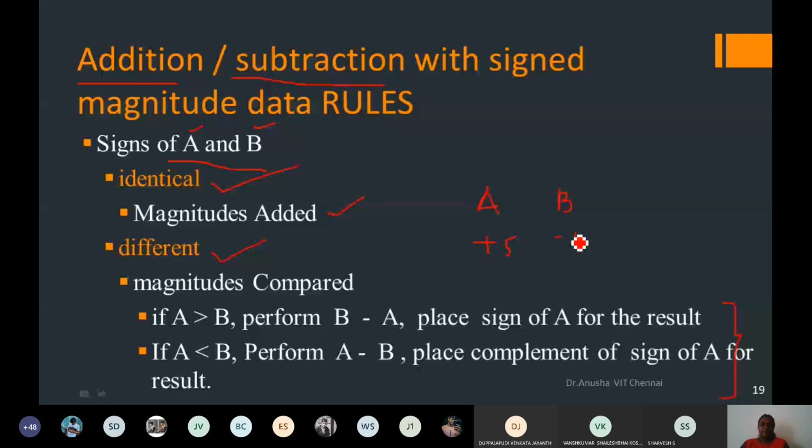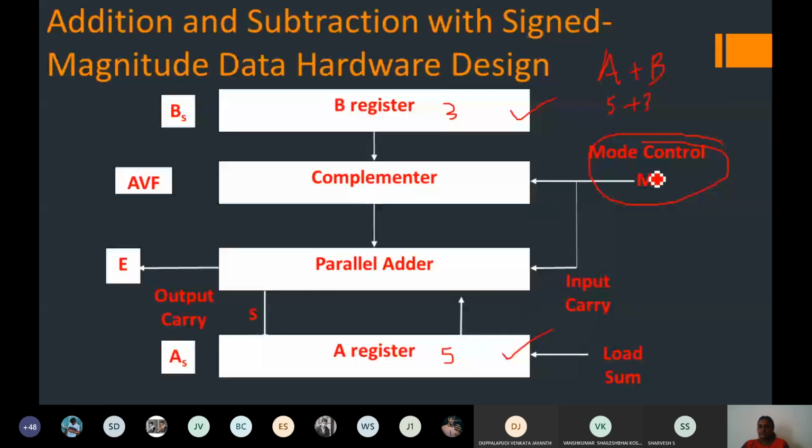Now let me tell you how an addition or subtraction actually happens inside a computer. If I'm going to add A plus B, for example 5 plus 3, the A register will have the value 5 and the B register will have the value 3. These are the input registers, A and B, which take the first and second numbers. The operation starts from here, the mode control M.